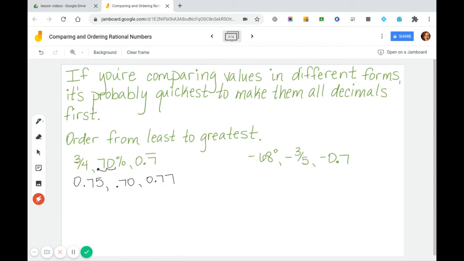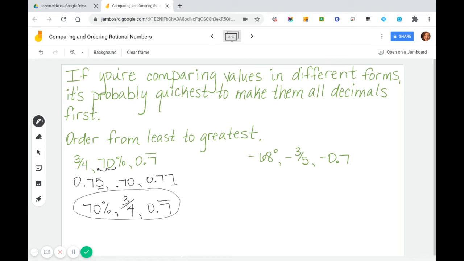So as I compare them, they all start with sevens. That gets me nowhere. And then it goes to 5, 0, and 7. The smallest one there would be the 0. So the smallest number in this list is the 70%. And then 5 is smaller than 7. So 3/4 is next. Remember, use the original form that the numbers were given to you in. And then 0.7 repeating would be the largest.